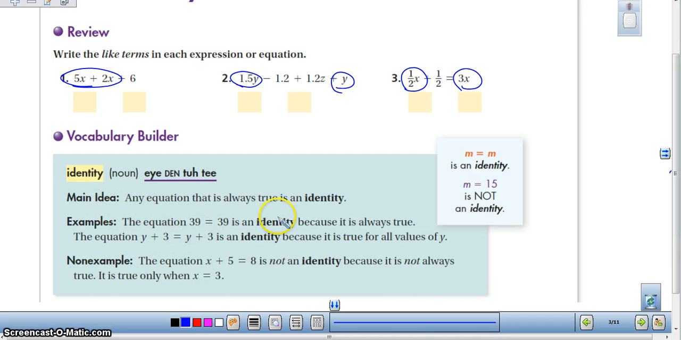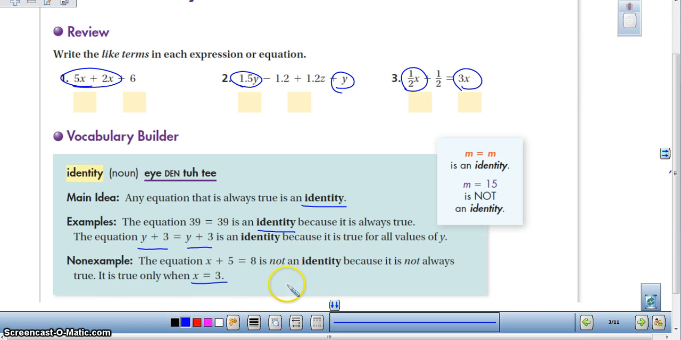The other word you're going to see in today's lesson is identity. If 39 equals 39, we say it's an identity because it's always true. y plus 3 equals y plus 3 is an identity because it's true for every value of y. Whereas x plus 5 equals 8 is not an identity. Why? Because when you solve that, x equals 3.